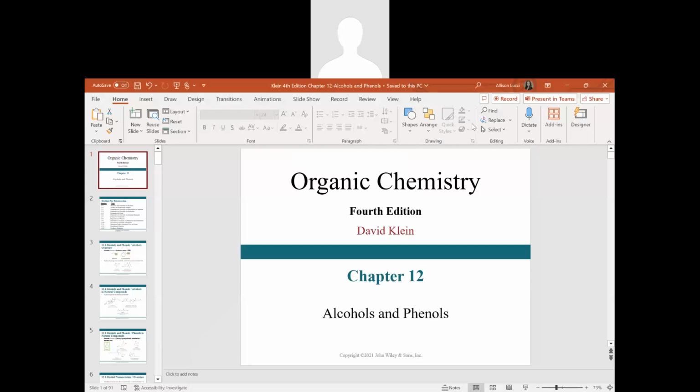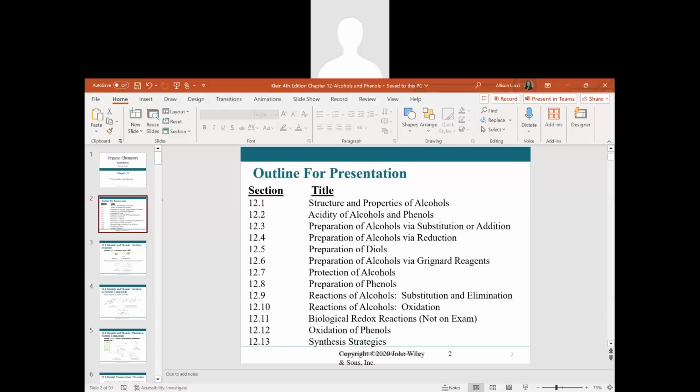In this video, we're going to take a look at Chapter 12, which includes a discussion on both alcohols and phenols. So let's look at some of the topics we'll review. All of these sections seem like a lot, but they're fairly short because they are focused on one specific type of reaction mechanism. And specifically this section here, 12.11, biological redox reactions.